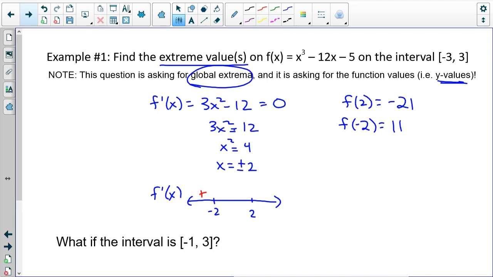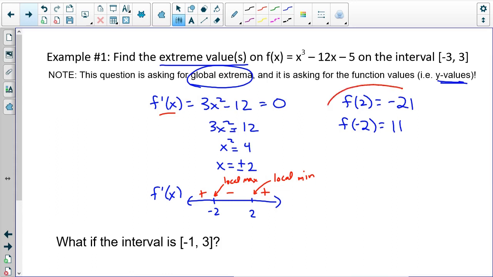Let's say I sub in something between -2 and 2, for example 0. If I sub in 0 to the derivative, I'm going to get a negative value. When I sub in something to the right of 2, let's say +10, +20, something like that, it becomes positive. So, very clearly, at -2, I have a local max, and at +2, I have a local min. Those don't actually tell me whether I have the extreme values, but they at least tell me that I have a local max or min.